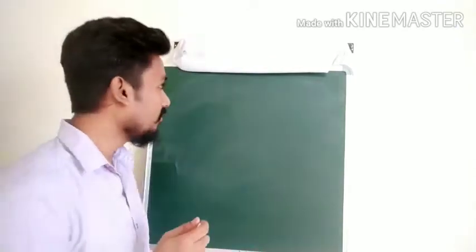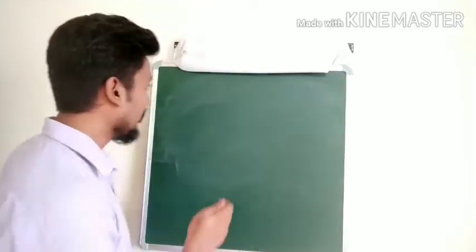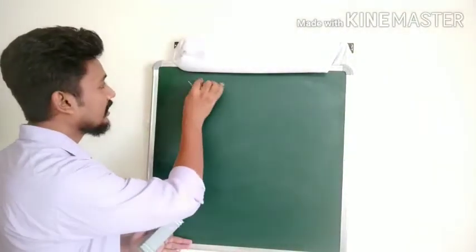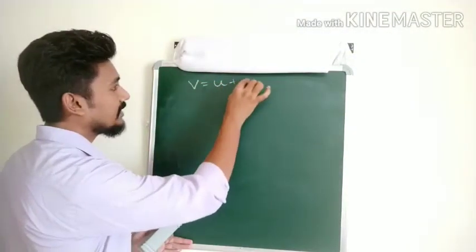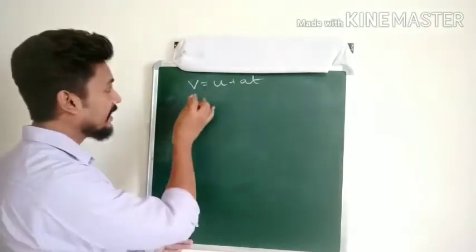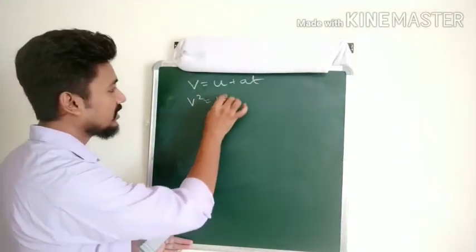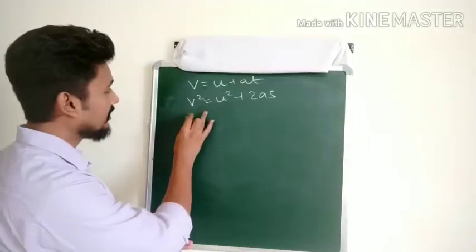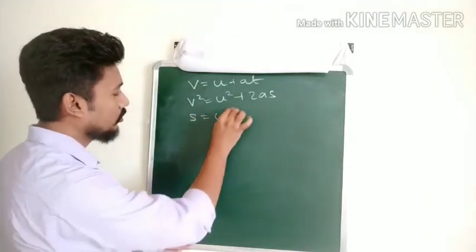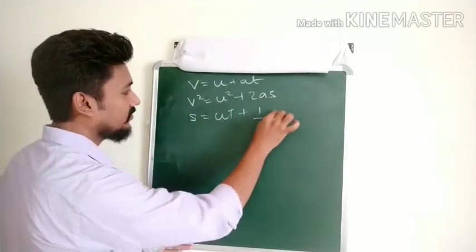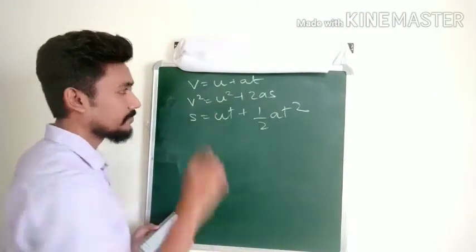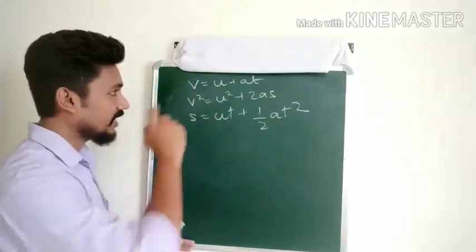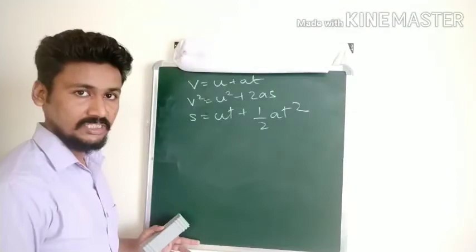Okay. So, when we talk about the three kinematic equations, first one is V is equal to U plus AT. Second one is V square is equal to U square plus 2AS. Third one is S is equal to UT plus half AT square. Okay, so these are our three kinematic equations.